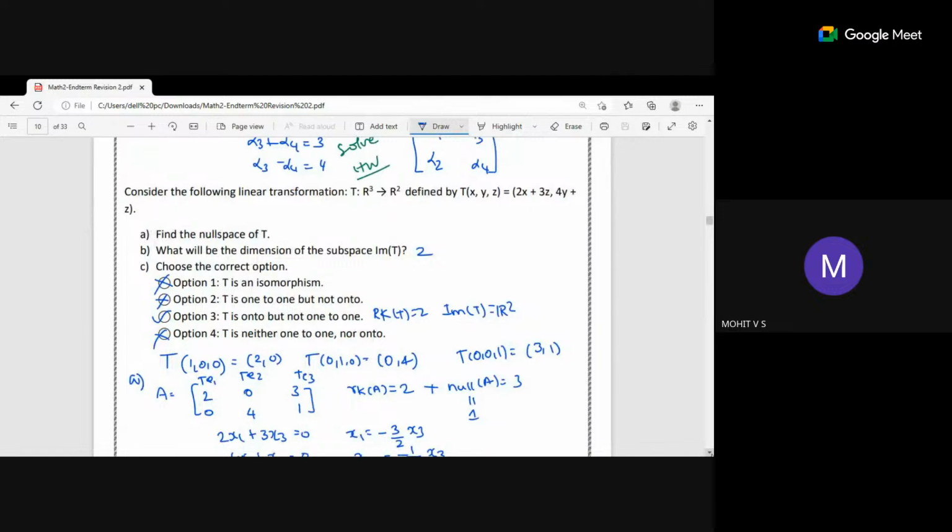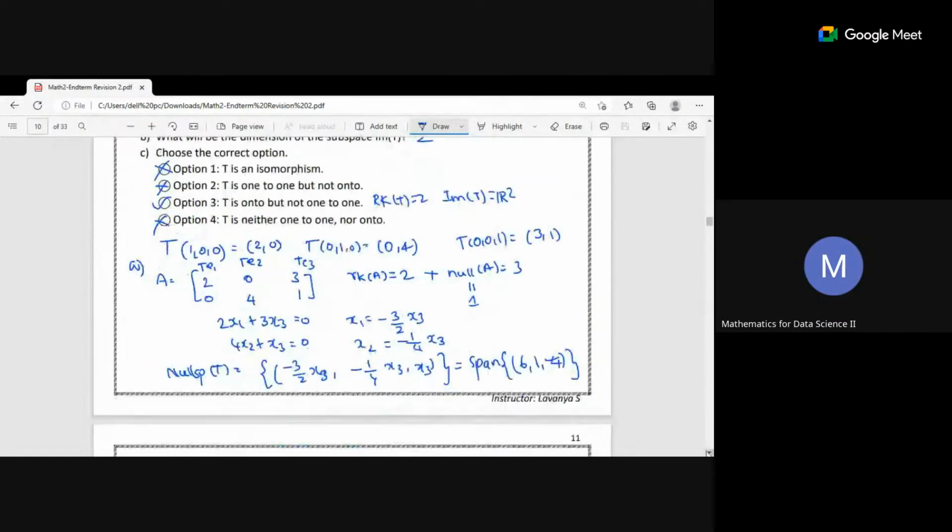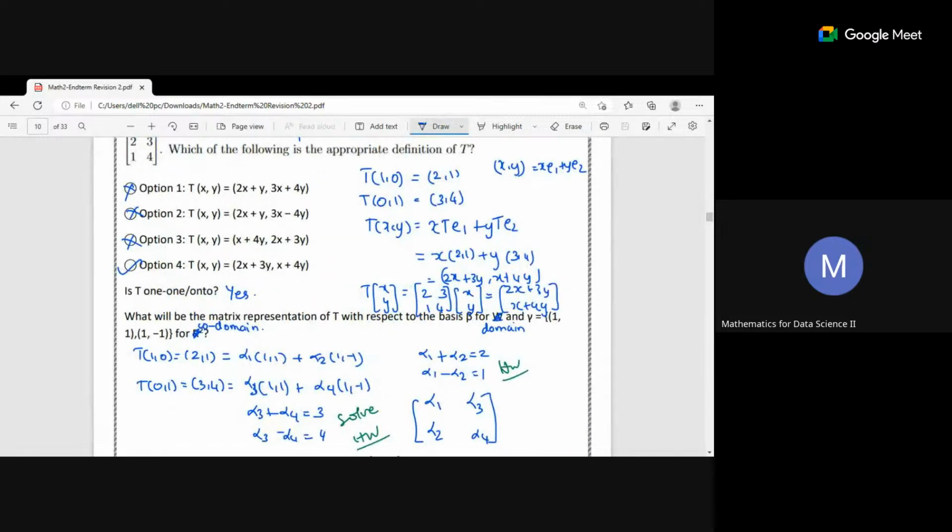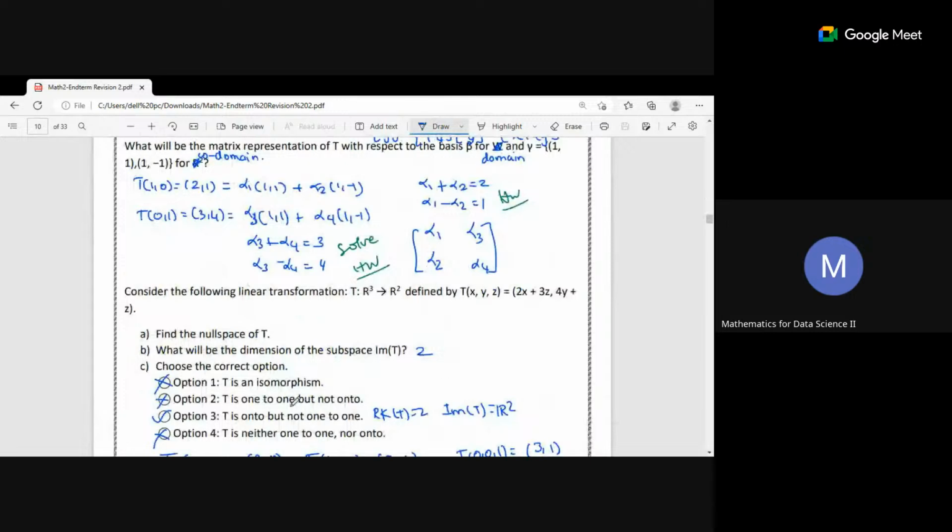Ma'am, can you explain the third option again? Yes. This one, T is onto. See, here what is meant by onto? If your image of T is equal to the entire codomain, then it means T is onto. Here rank is 2. What is meant by rank? Rank is nothing but the dimension of the image of T or the range of T. Both are the same. So if your dimension of image of T is equal to 2 and also image of T is a subspace of R2, and they are having the same dimension, it means they are the same, right? Yes, ma'am. Okay, fine.